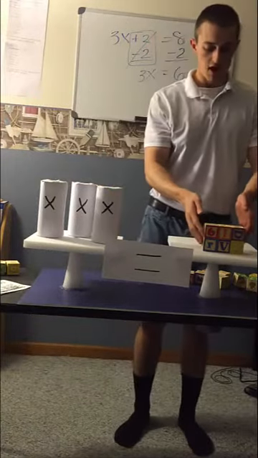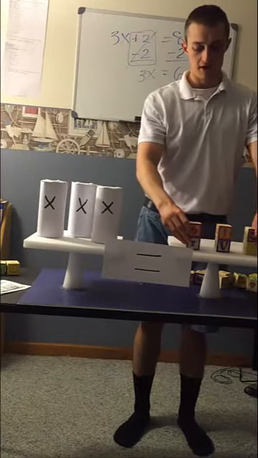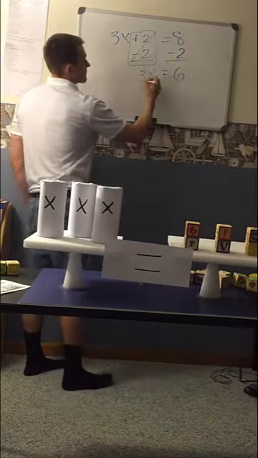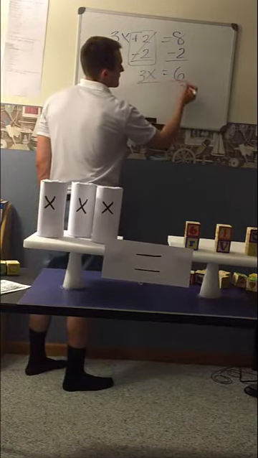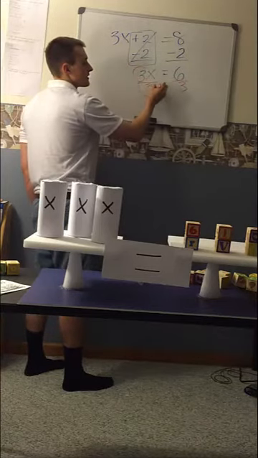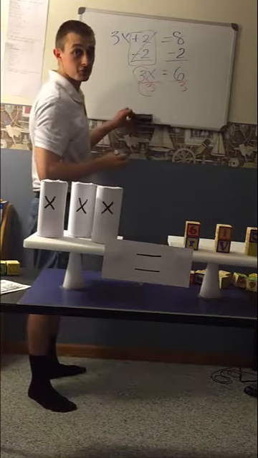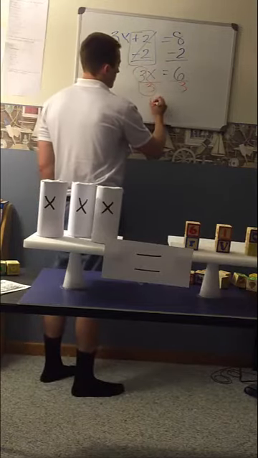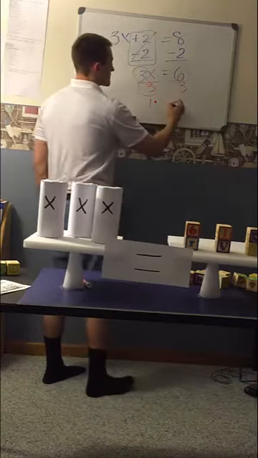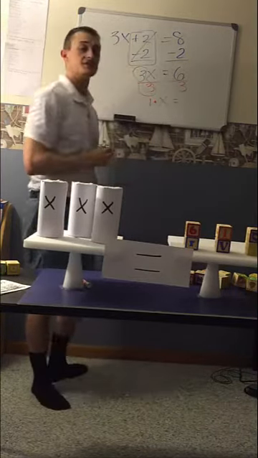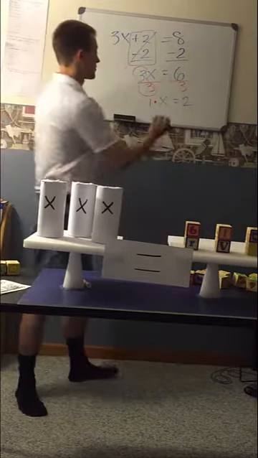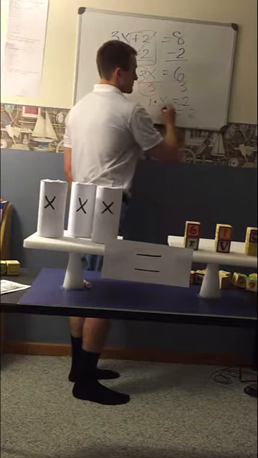Okay, and like before, I've got my 3 columns here. I divide up my 6 total blocks into 3 columns. So I divide both sides by 3. Just like before, 3 divided by 3 is equal to 1. So I have 1 times x equals, and 6 divided by 3 is 2, so 1 times x equals 2, or x equals 2.